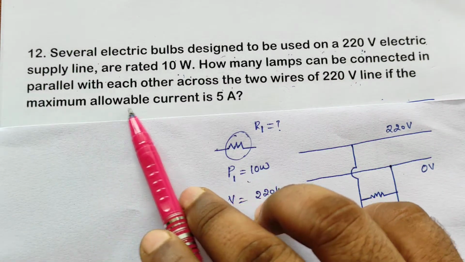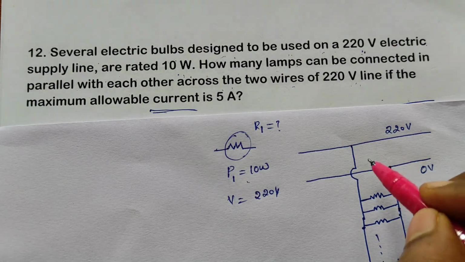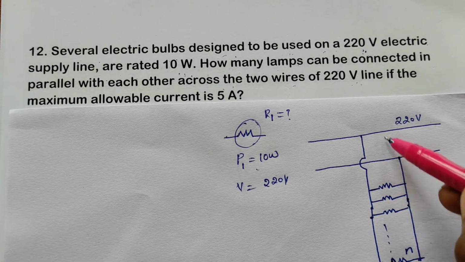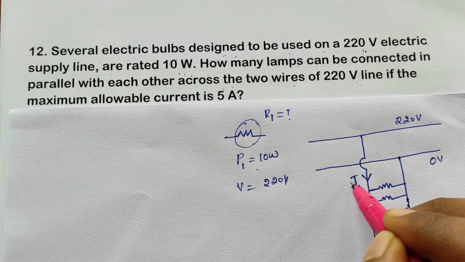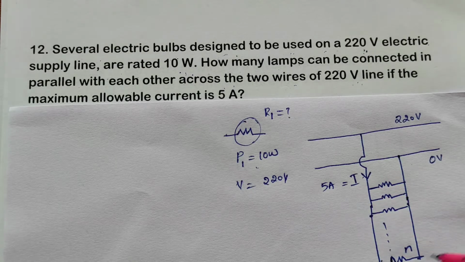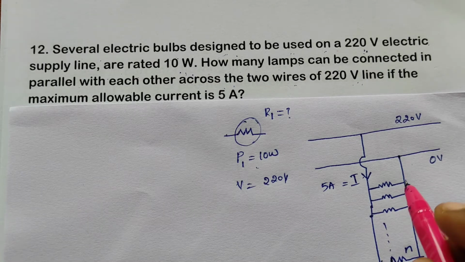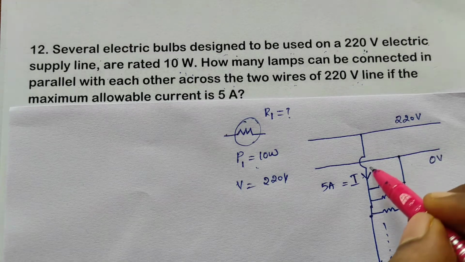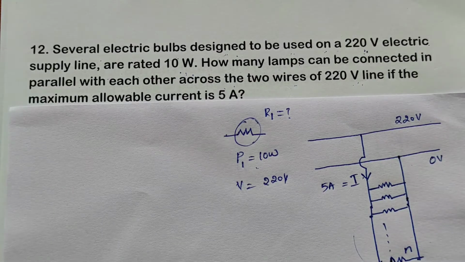If the maximum allowable current is 5 ampere, this is very important now. Meaning, this total circuit is drawing current from this power supply line, right? So from here at the beginning, the maximum allowable current is 5 ampere. So the maximum allowable current is for the total circuit, not for only one resistor. That is important here. If we say one resistor has maximum allowable current 5 ampere, that is wrong. For the total circuit, the maximum allowable current is 5 ampere. That is the question they ask.